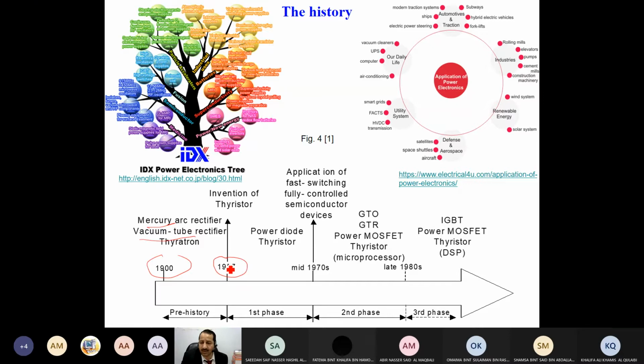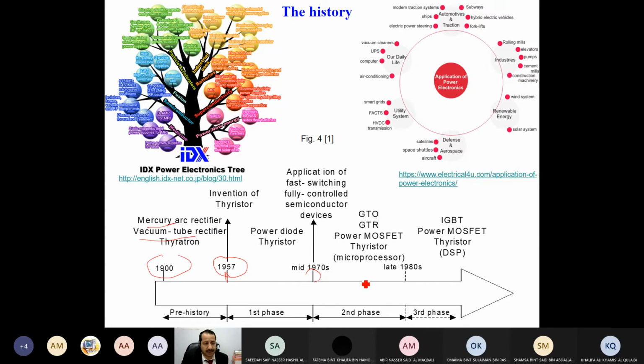In 1957, if you remember, I talked about three scientists in level 2, Shockley, Bardeen, and Brattain. They invented the thyristor and the power diodes. So here a huge important step started where the converters were changed, and then more improvement in semiconductor devices, especially the thyristor, went on. So it improved our circuits.